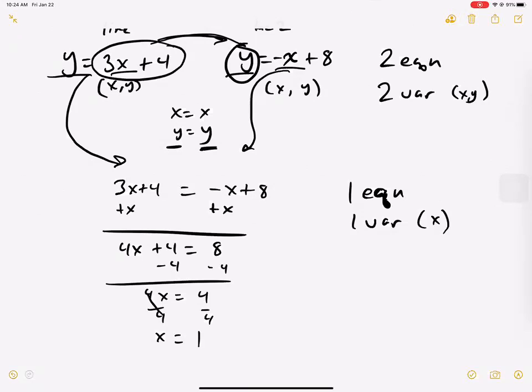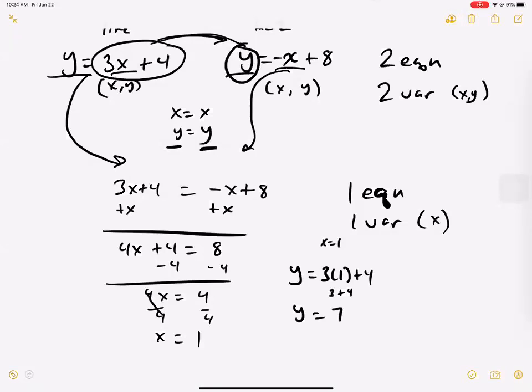In this case, the first time, I'm actually going to solve them for both. We said x equals 1, so it's going to be 3 times 1 plus 4. And let's see what our y value is going to be here. Y is equal to 3 plus 4, which is 7. We have y is equal to 7.